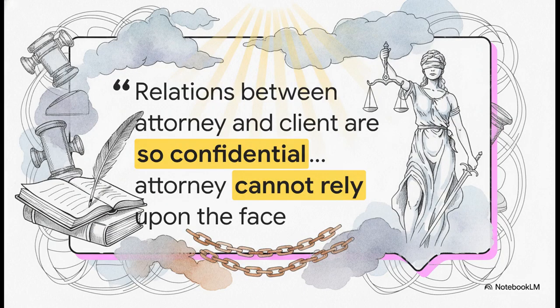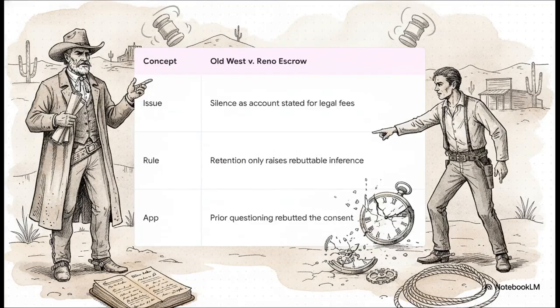Courts note that the relations between attorney and client are so confidential that an attorney cannot rely upon the face of the agreement alone. Courts are highly skeptical of using mere silence to lock a client into a bill under the doctrine of an account stated. The attorney actually has to prove the contract is fair and reasonable. The Old West case perfectly illustrates this dynamic.